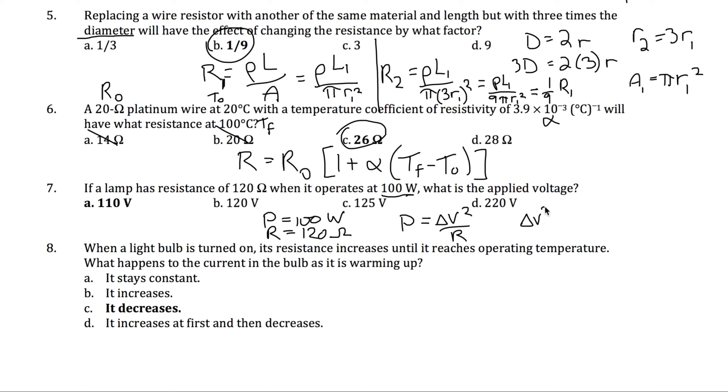So V squared equals P times R. So take the square roots. The square root of P times R will give you the right answer. So the square root of 12,000. And we'll get 110 volts. So that means that this lamp is not getting the usual 120 volts that we get from the outlet, but somehow it's getting 110 volts.